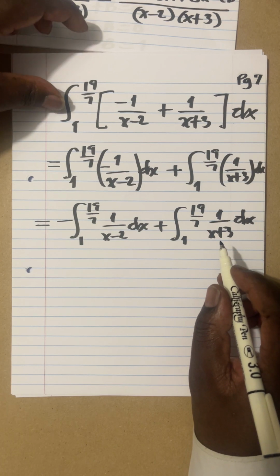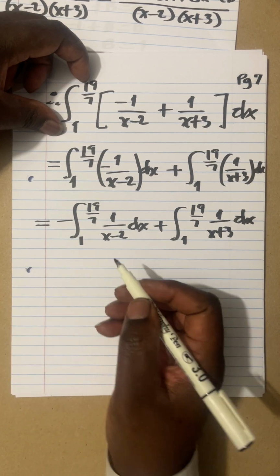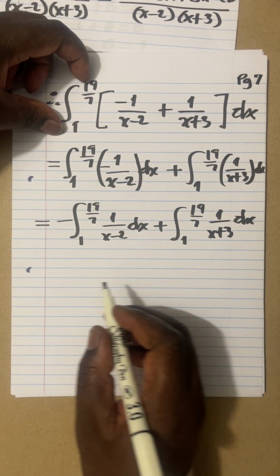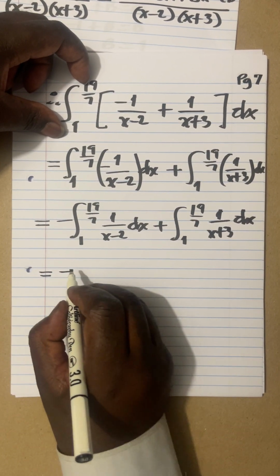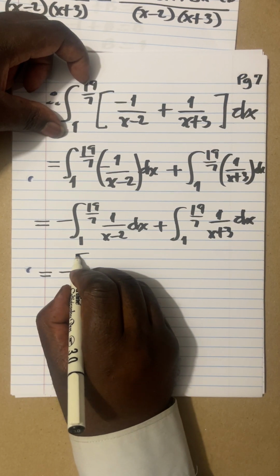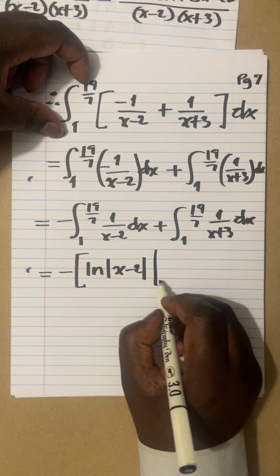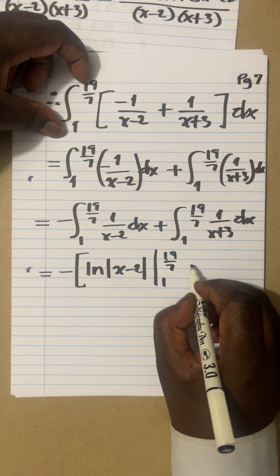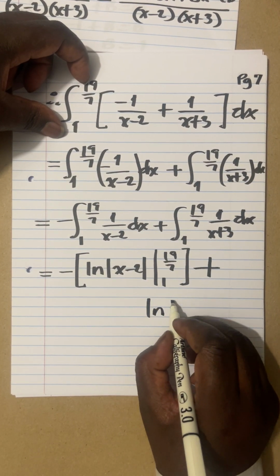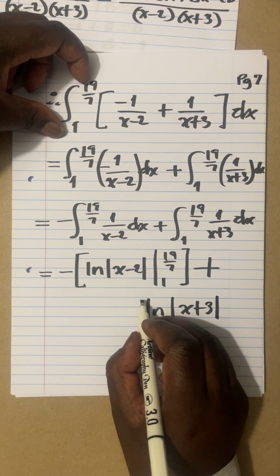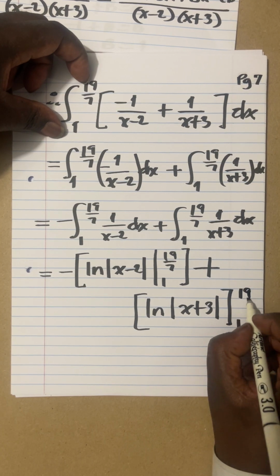If you use u-substitution, which I'm going to show you on a separate page, this simply gives us... I would actually use u-substitution, but I don't want to change the limits. Because these are very simple fractions, we can just go on and say this is the same as minus, and I'm going to put an open bracket here, natural log of x minus 2, evaluated from 1 up to 19 over 7. And then plus natural log of x plus 3, evaluated from 1 up to 19 over 7.